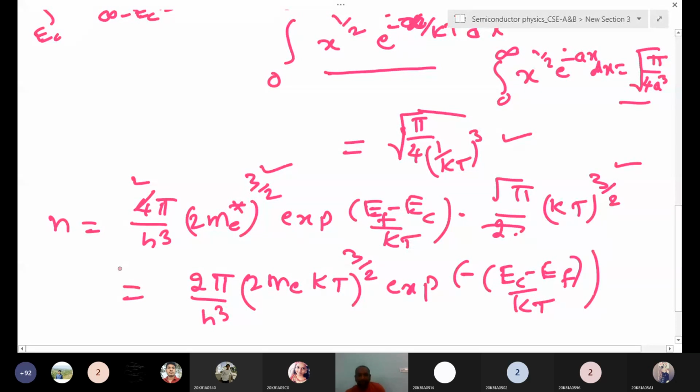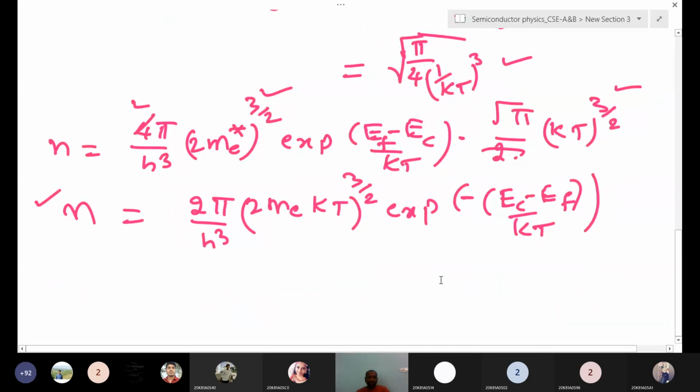Okay, just I will take 1 minute. This is n, you can write Nc exponential minus EC minus EF by KT. This why I taken here minus common, so it is convenient, for convenient only I took.